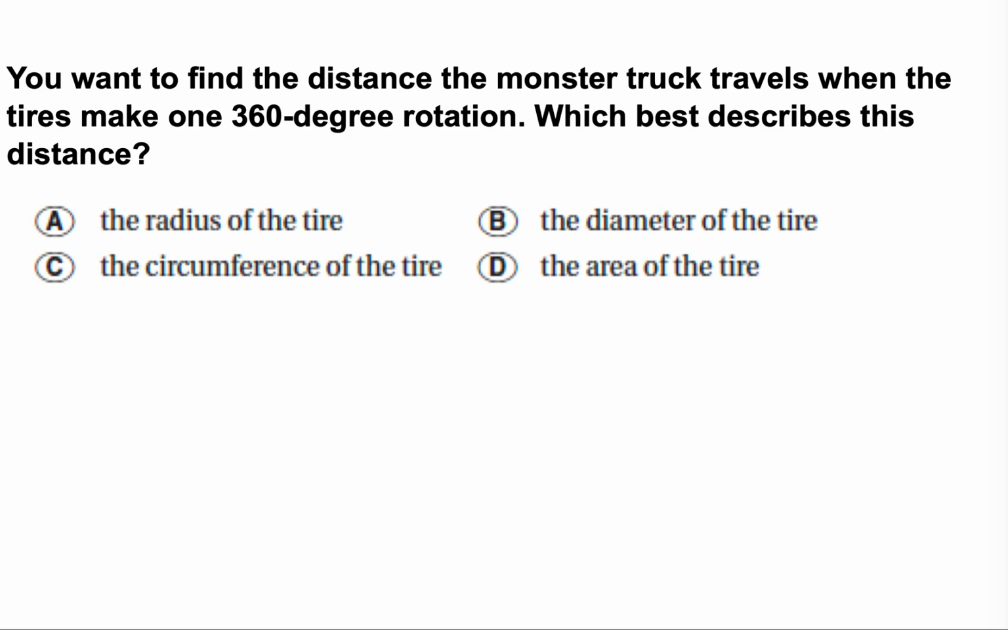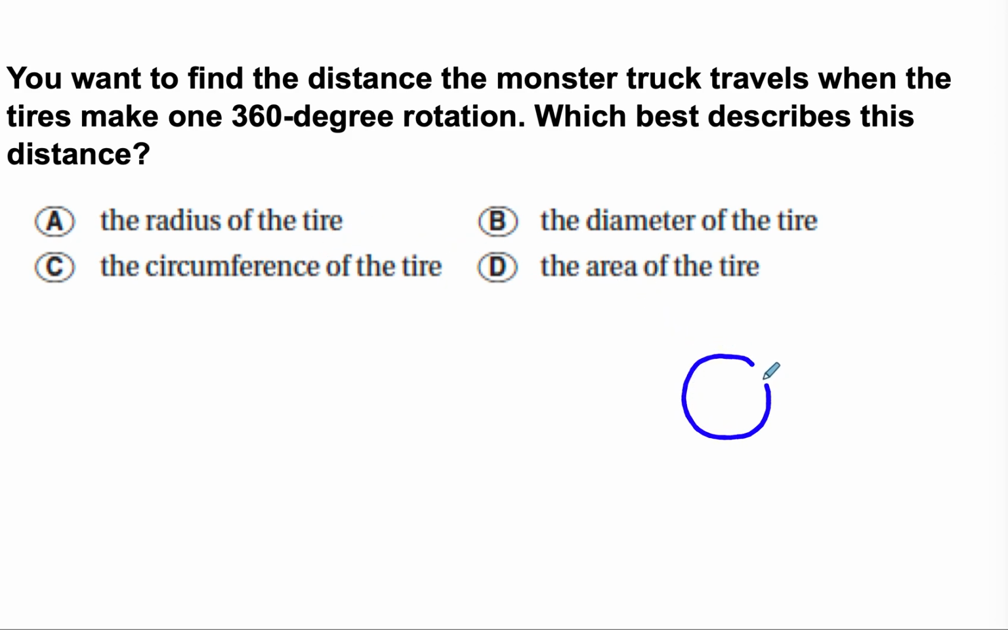All right, let's take a look at this one. You want to find the distance the monster truck travels when the tires make one 360-degree rotation. 360 degrees is the amount of degrees in one full circle, so it goes around one full time. Which best describes this distance? So our choices: radius of the tire, diameter of the tire, circumference of the tire, and area of the tire.